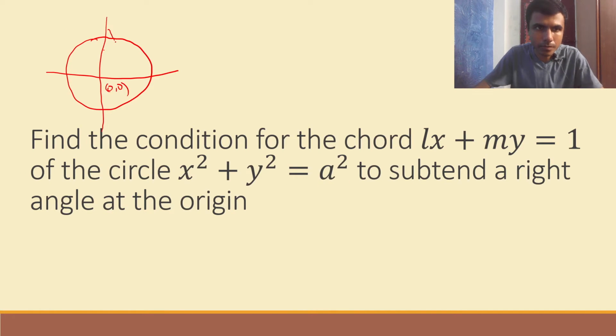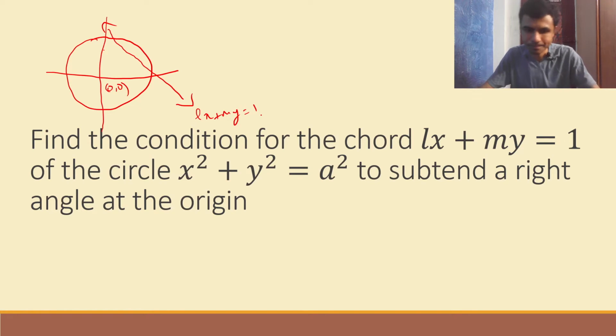Now let's take the chord to be somewhere like this. This is our chord lx plus my is equal to 1. Now what exactly is happening is, we need to find the condition for the chord of the circle to subtend right angle at the origin.